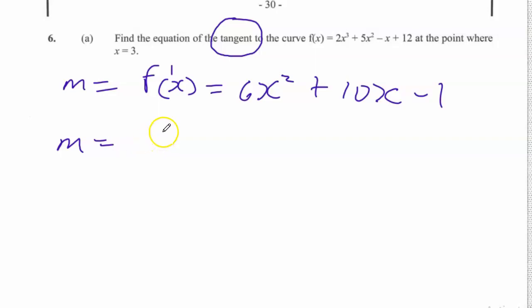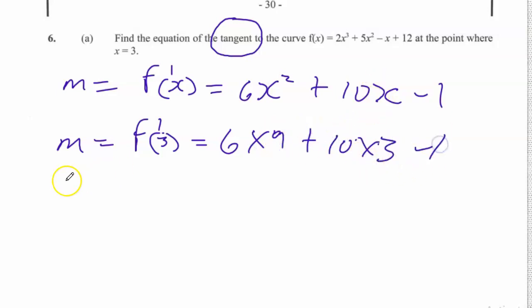Alright, so substitute 3, so f prime 3, we get 6 times 3 squared, which is 6 times 9, plus 10 times 3, minus 1. So m, or the gradient of the tangent, is what now? That's 54 plus 30, that's 84, minus 1, that's 83. So the gradient is 83.